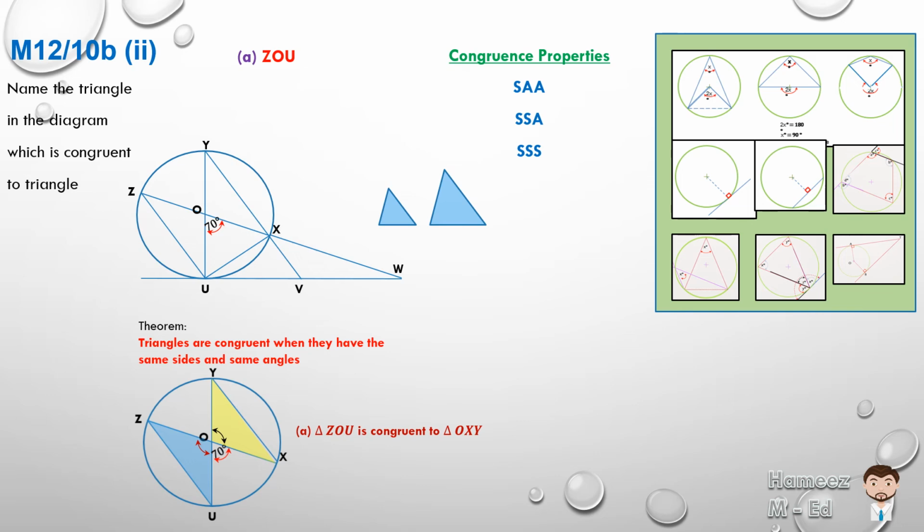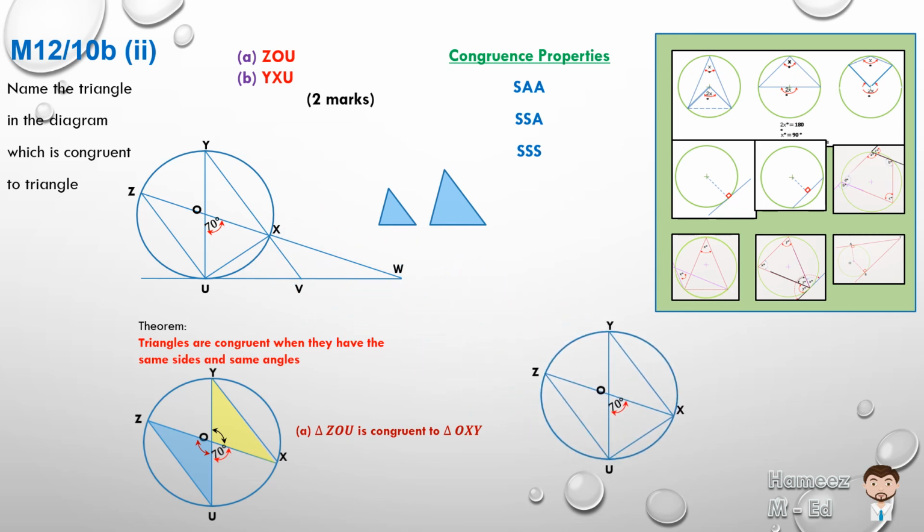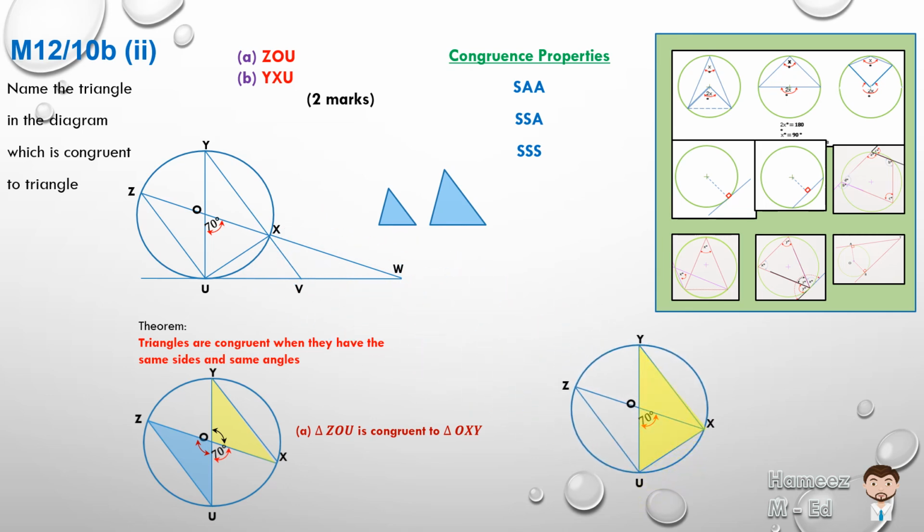Now there's a part B of the question, the last part of this, which is asking us to do the same thing for triangle YXU. So let's extract it and look at triangle YXU. What do we know? We know YU is a diameter. And if we have to get a triangle that's congruent to it, that will also need to have a diameter, the same length. And it has a chord UX.